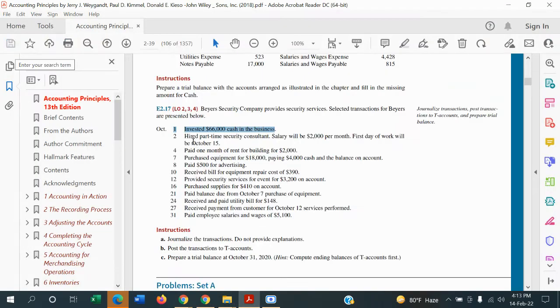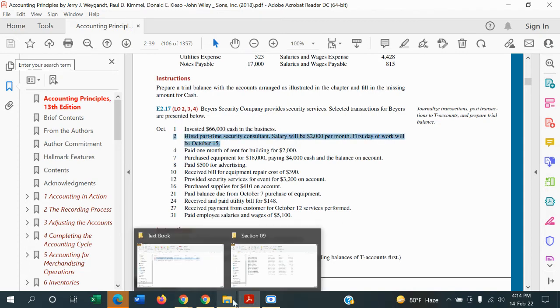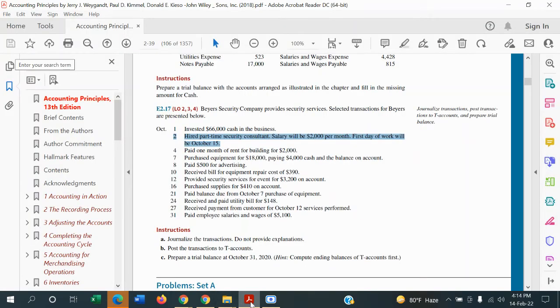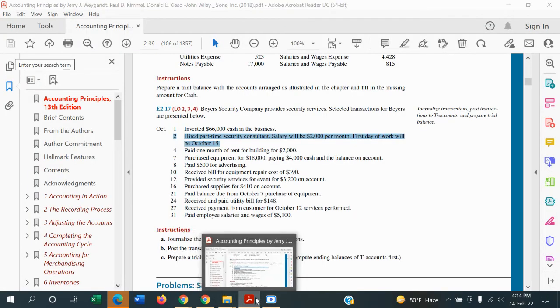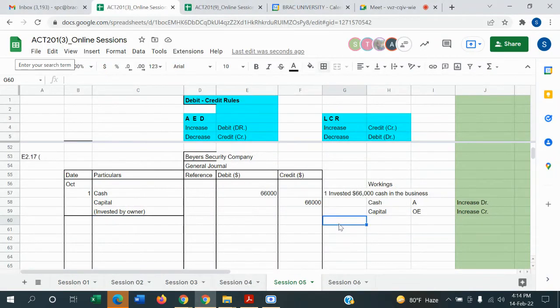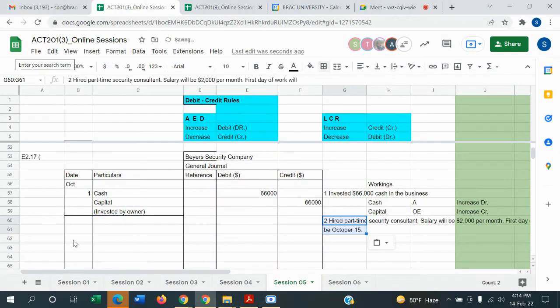Second one: hired a part-time security consultant and the salary will be paid 2,000 per month. First day of work will be on October 15. You are on October 2. I think it's not a transaction, because you are still on October 2. You just hired that person. This person has not yet started providing any service and you are not liable to pay.